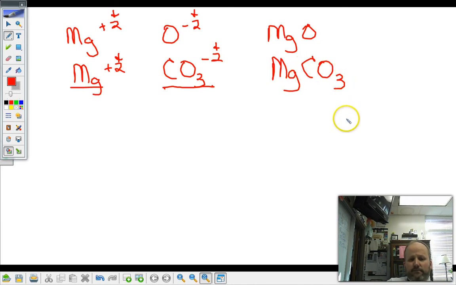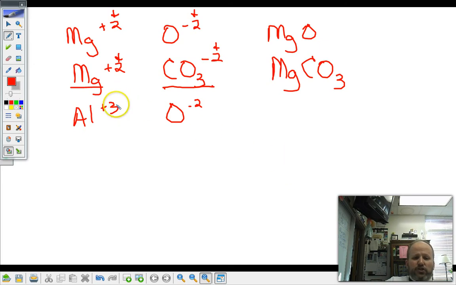MgCO3. No big deal. Might be polyatomic, but we just did it the same way and nothing changed. But now let's try, instead of magnesium, let's do aluminum. Aluminum with a +3 charge, oxygen with a -2 charge.